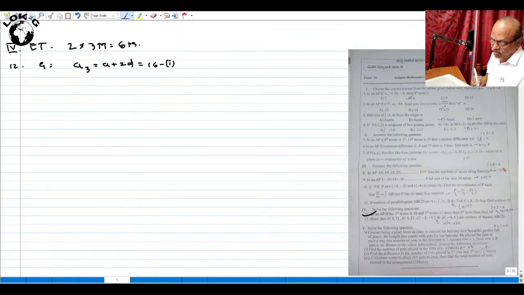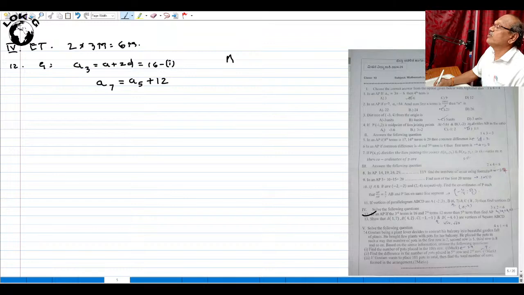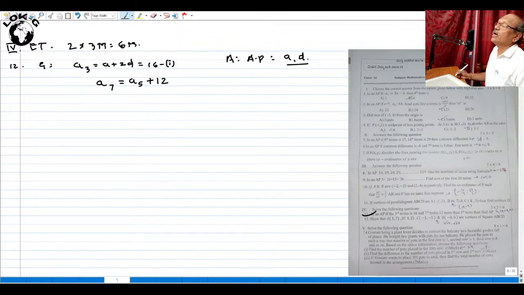And the statement given is, the seventh term is 12 more than the fifth term. You have to read the question carefully. It's an application based question. You write A7 is equal to A5 plus 12, that is, to A5 you have to add 12. You are asked to find out the AP. To write an AP, what do you need? You need the first term, then you need D. If you know these two, you can easily write the AP. Our aim is to find out A and D.